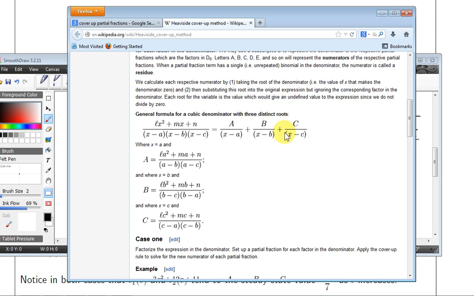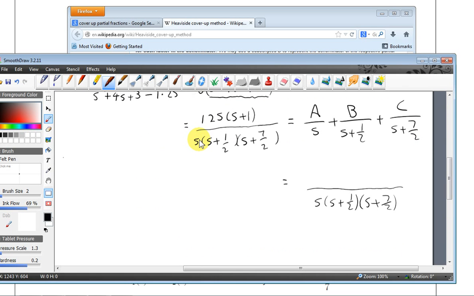Here is what we're dealing with actually. To find A, we just replace x, well s in our case, with this term here, little a. In all of this, except for this, we just cover up this x minus a factor. So we'll have l a squared plus m a plus n over a minus b times a minus c. So the first factor here has the form s minus 0. So we just cover up s minus 0 and replace s in all of this with 0, and that will give us A.